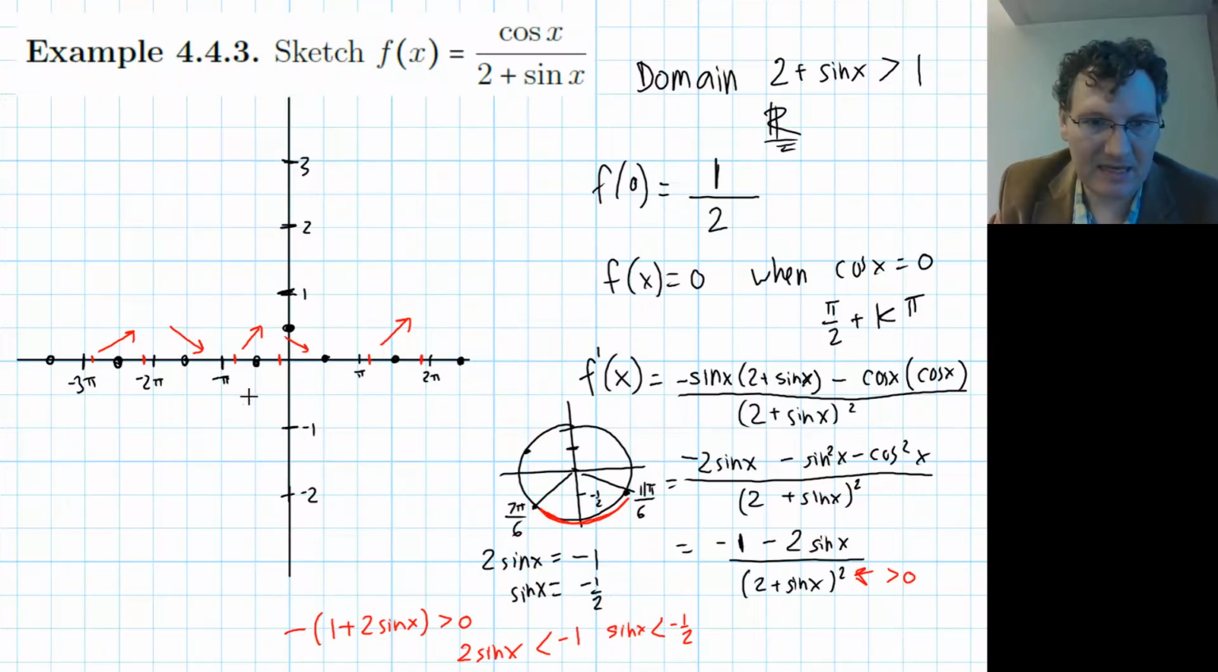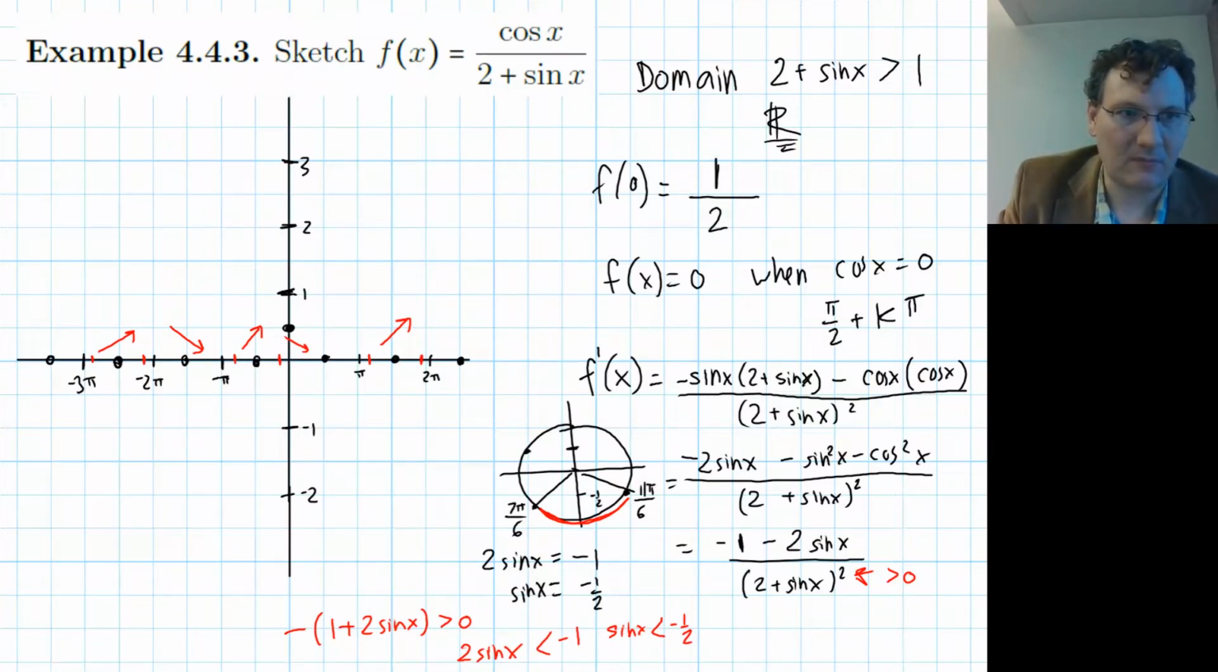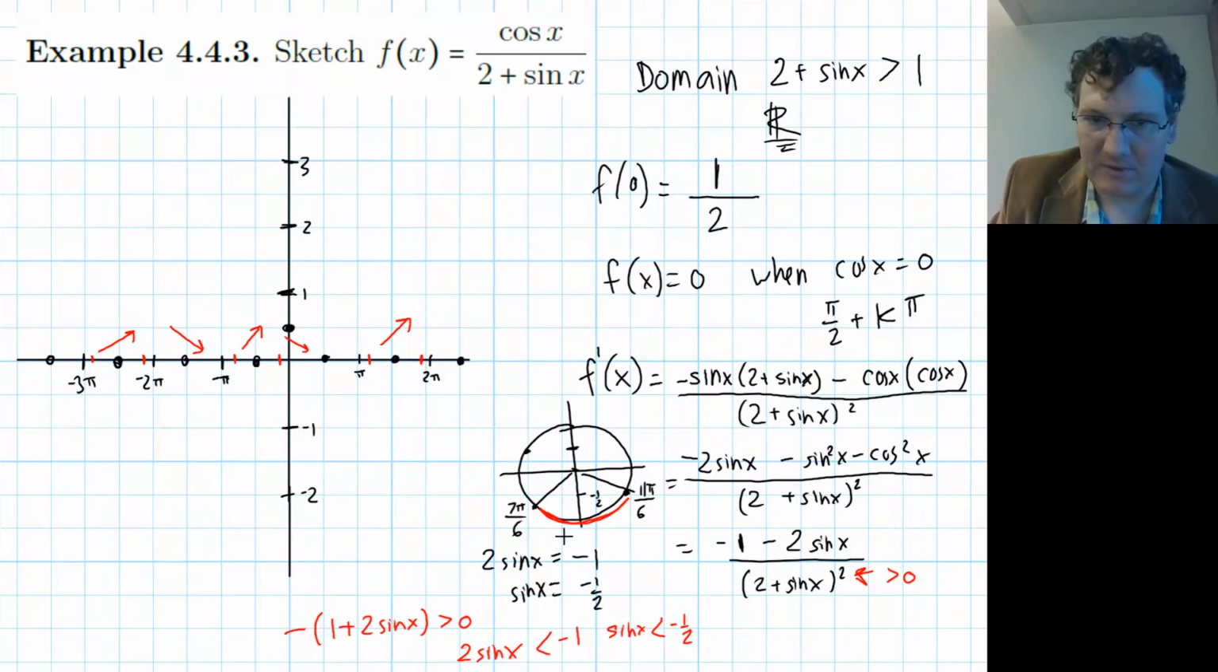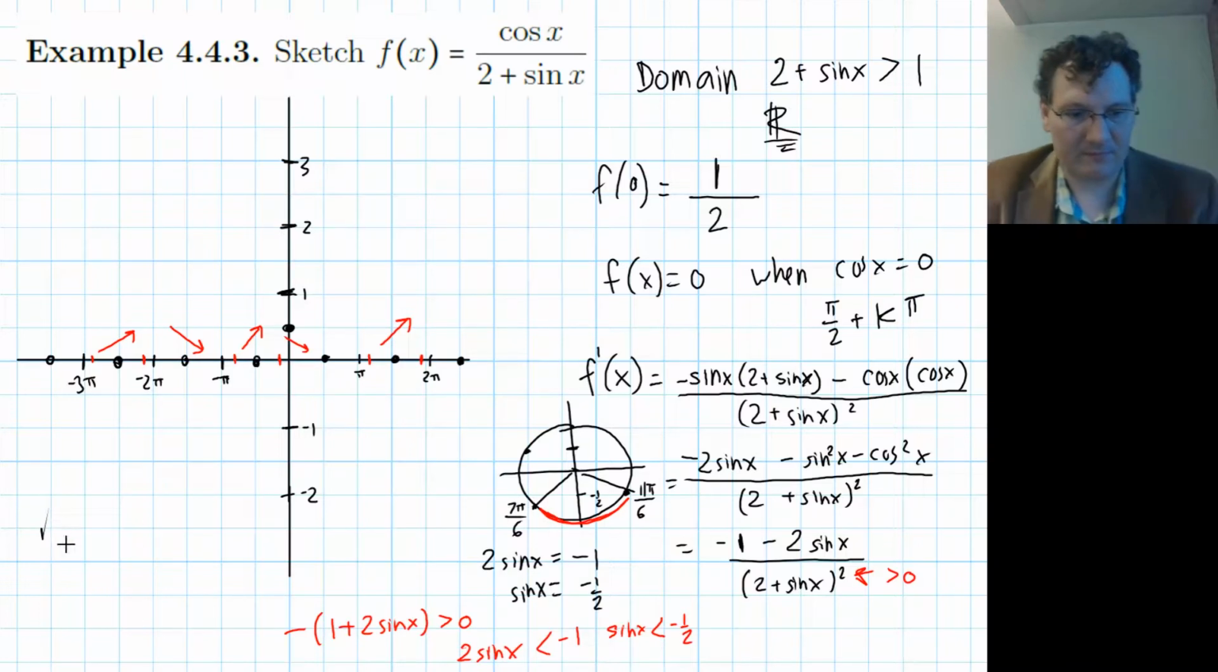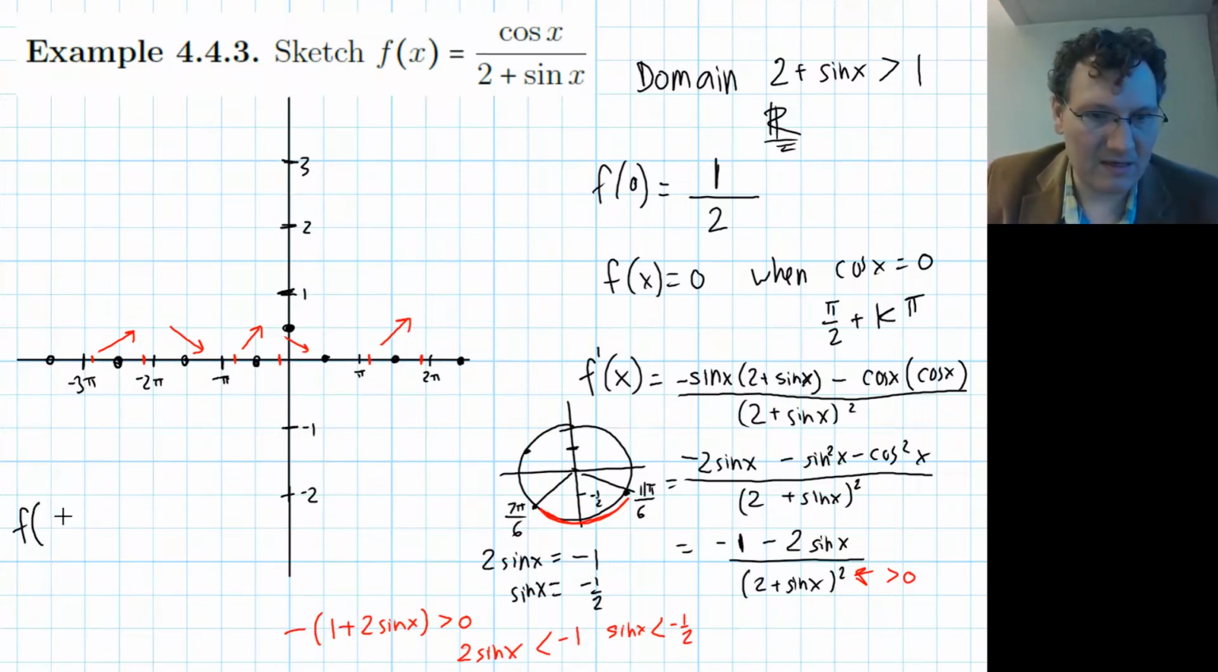Now, because it's hitting the axis, I can actually say something about it then. This thing is going to come, and let's see, what's the lowest value this thing will get? Let's plug in one of these. Let's plug in, say, 7 pi over 6, and just see what f of 7 pi over 6 is.